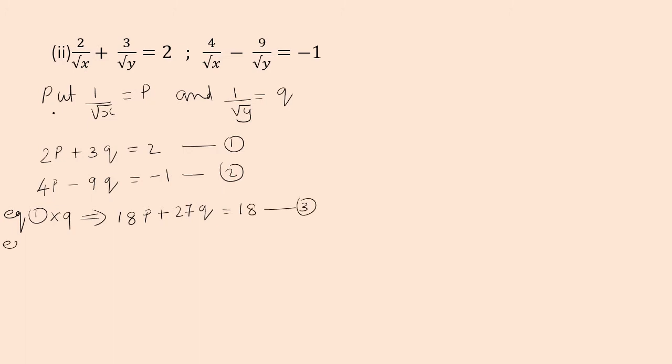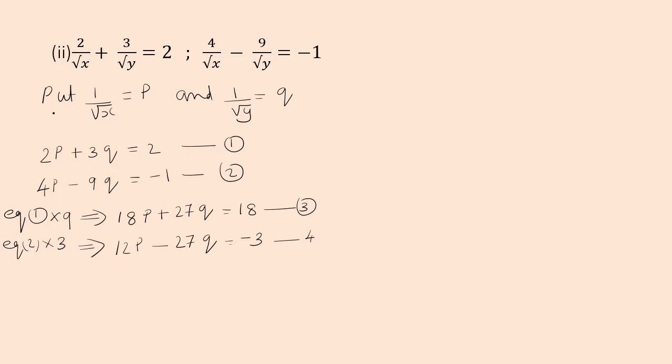Now equation 2, multiply by the coefficient of q in equation 1, that is 3. Equation 2 multiply by 3, that is 3 4s are 12p minus 3 9s are 27q equal to minus 1 multiply by 3, that is minus 3. Number the equation as 4.